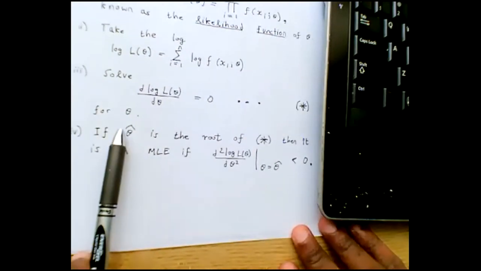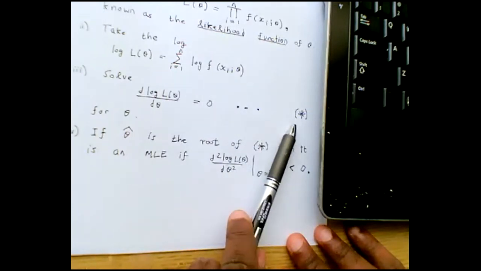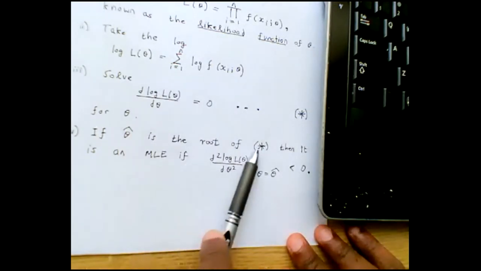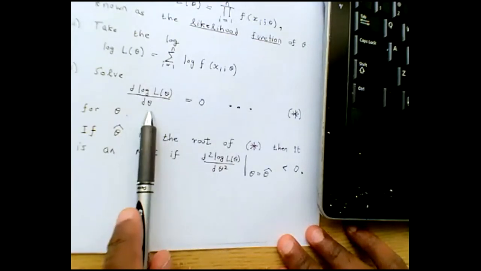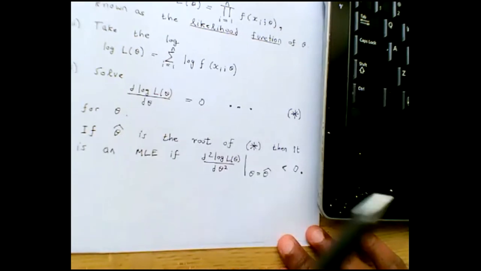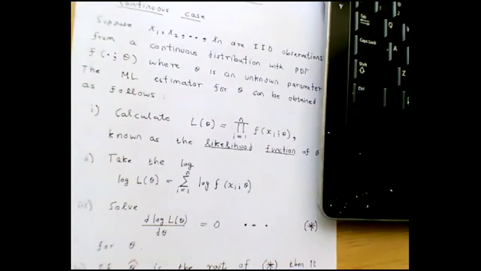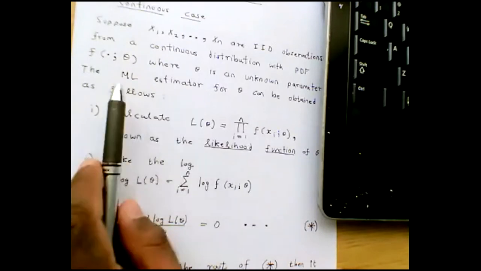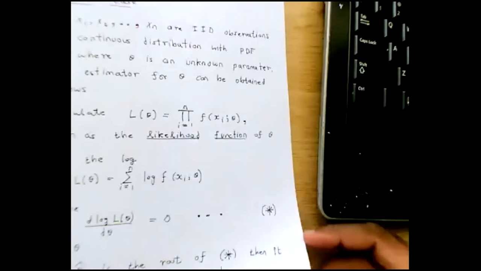Now the final step: if theta hat denotes the solution of star, then it's an MLE if the second order derivative of the log likelihood at theta equal to theta hat is negative. So there are 4 easy steps to find the MLE, or the maximum likelihood estimator, of a parameter theta. That's for continuous data.